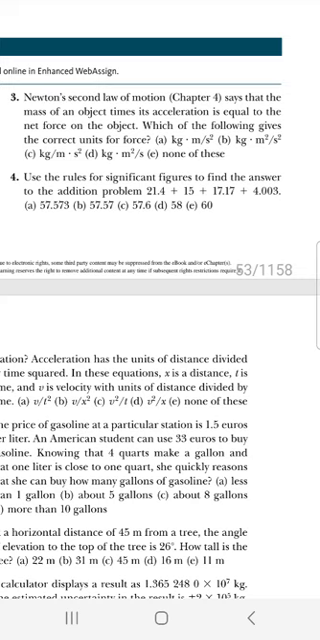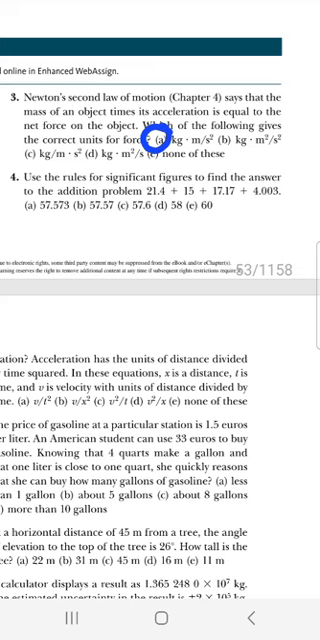Which of the following gives the correct unit for force? So we said that F, which is force, is equal to ma. What is the unit for mass? It is kilograms. And I'm multiplying it with the unit for acceleration, which is meters per second squared. This dot means that they're multiplied, so it's option A, kg·m/s².